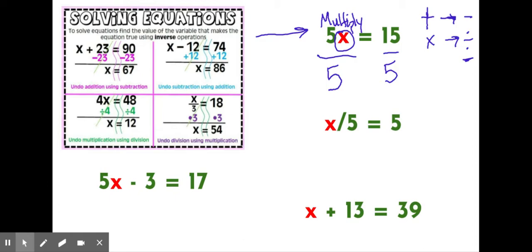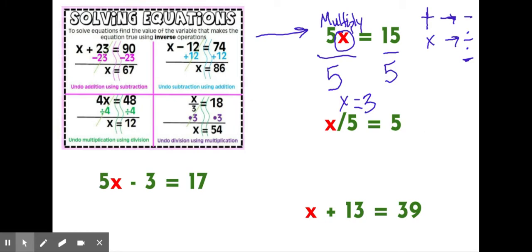So I'm left with just my x. I'm left with one x. Notice how it's by itself. I've isolated that. But then in order for these to still remain balanced, in order for them to still remain true, if I divide one side by 5, I have to divide the other side by 5. So 15 divided by 5 is what x is going to equal. Well, 15 divided by 5, I know is 3. So x is going to equal 3.